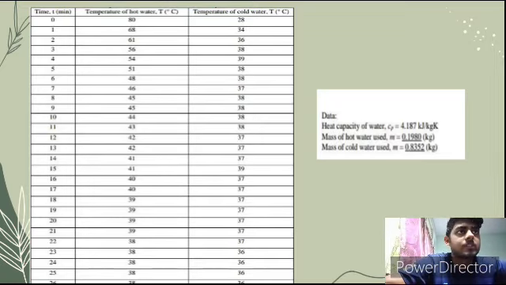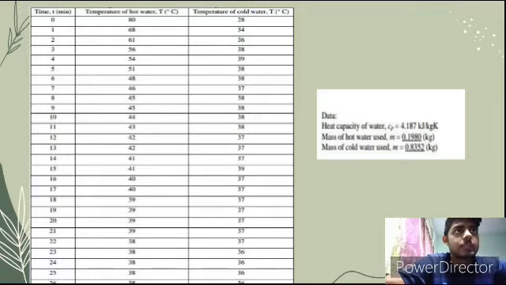The temperature of the initial hot water is 80, and after 26 minutes it dropped to 38 degrees Celsius, and the temperature of cold water initially is 28 degrees Celsius and it increased to 36 degrees Celsius. And then we see the data.